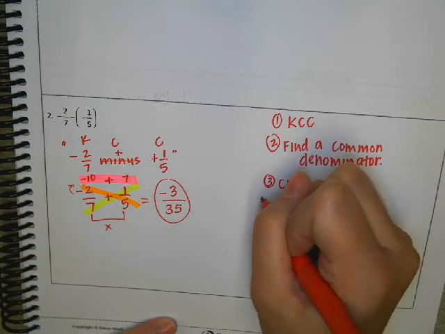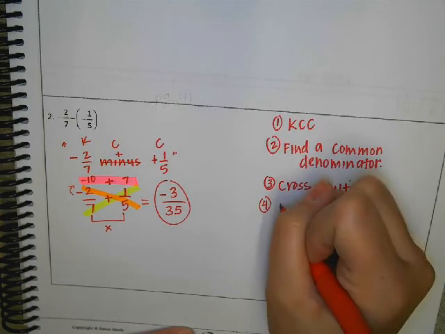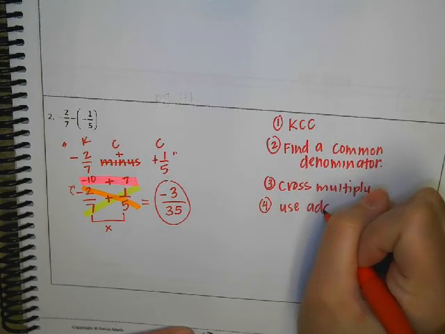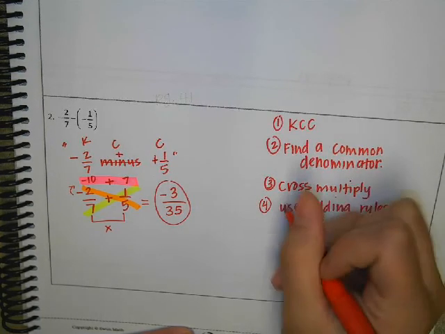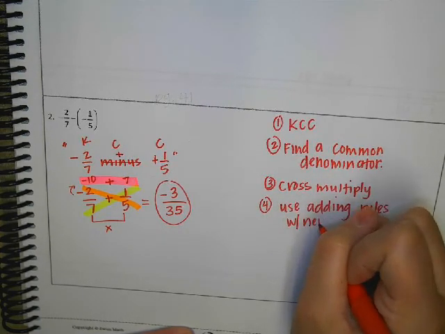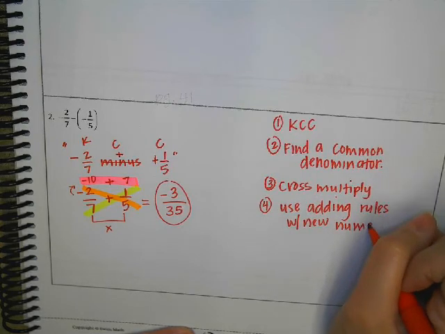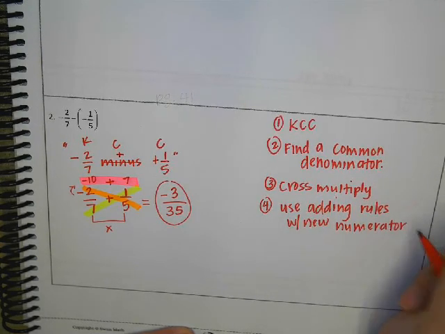So that fourth step was use adding rules with the new numerators after you cross multiplied.